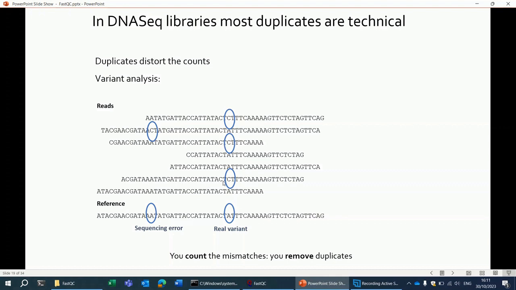If these three reads are technical duplicates and you're going to count them as 3, then you are going to conclude that this mismatch is a real mutation. However, if they are technical duplicates, they originate from the same fragment in the library, so you should count them only once and conclude that this is probably a sequencing error. So to avoid distorting the counts, the duplicates are removed from the FASTQ file.